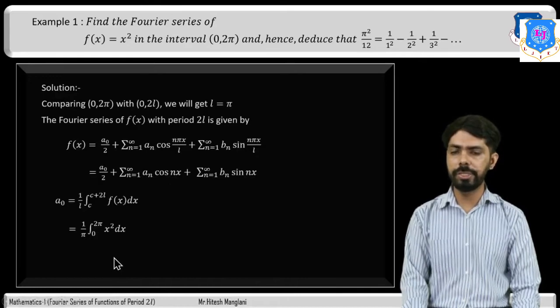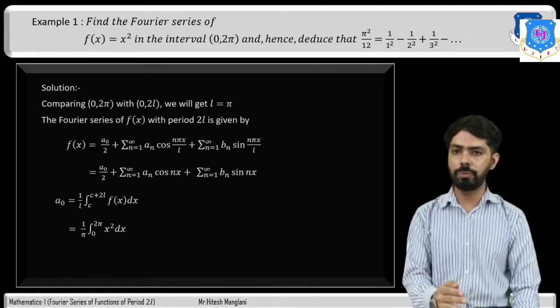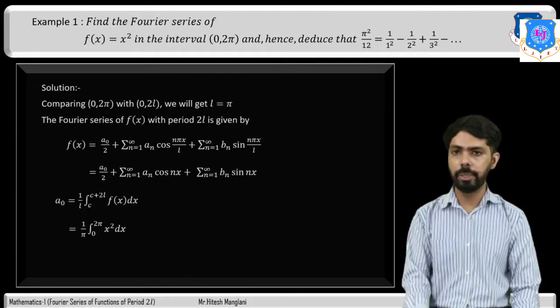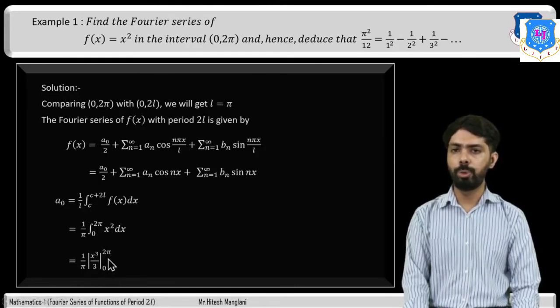Now, what is integration of x square with respect to x? So, we know the formula: integration of x raised to n is x raised to n plus 1 divided by n plus 1. So by that formula, integration of x square will be x cube divided by 3. So here it will be 1 divided by pi into x cube divided by 3 and limit will be from 0 to 2 pi.